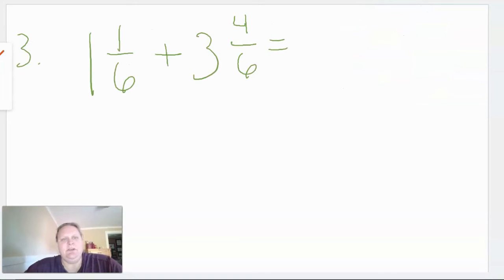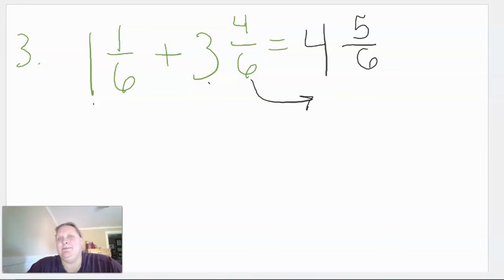All right, problem number 3. What's the first thing we do to solve a problem? Whole numbers. So 1 plus 3 is 4. What's the next thing we do? Numerators. 1 plus 4 is 5. What's the last thing we do? Correct. Slide over the denominator. And then the last thing, circle our answer.